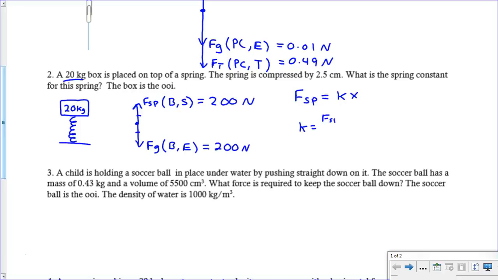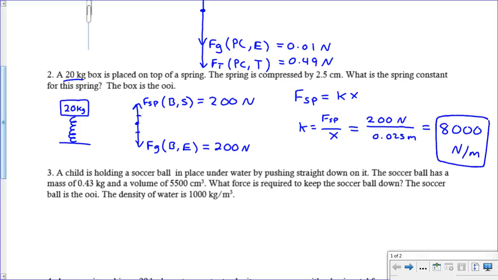the spring force divided by the distance stretched or compressed. In this case, it's actually compressed because there's a box pushing down on it. Spring force we said was 200 newtons. All right, now this x should be in meters technically. Like if we're going to plug things into equations, distances always need to be in meters. So instead of centimeters, I'm going to call it 0.025 meters. All right. 200 divided by 0.025, you should get 8,000. And that's newtons per meter.